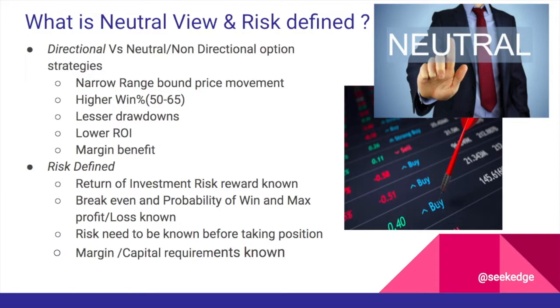Non-directional strategies will always have a better win rate percentage, say 50 to 65 or 70 percent, as compared to trend following strategies. The drawdowns also will be less, but the return on investment per trade may be less. If you look at one lot, the return as compared to trend following will be less, but you will consistently have more probable trades that will give you returns, right?